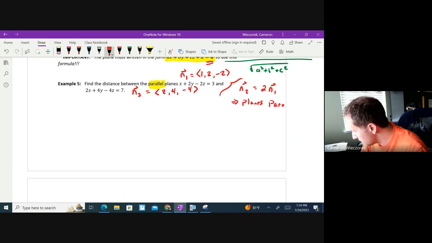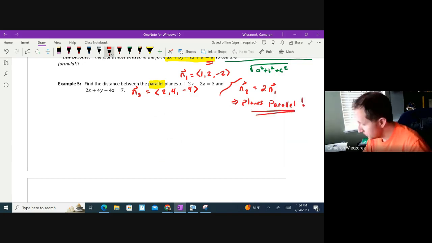They didn't ask us to check that, but it's always good to ask yourself why that works. Okay. So what's our strategy going to be? We don't have a separate formula for measuring distance between planes, but we can pick a point on one of those planes, and we can measure the distance from the point on that plane to the second plane. It does not matter what point we pick as long as the point is on the plane.